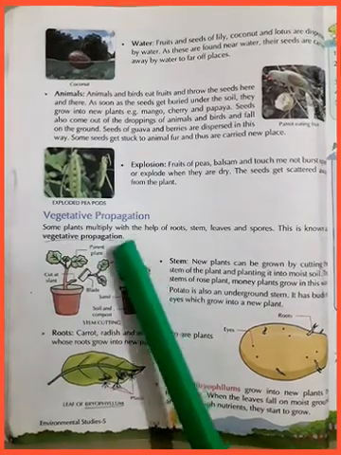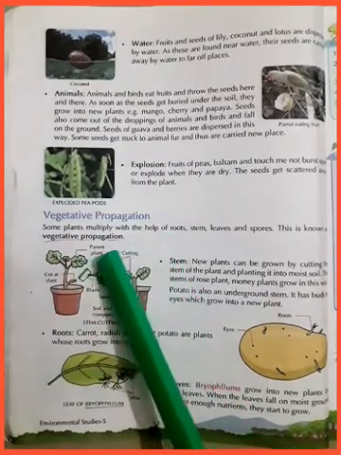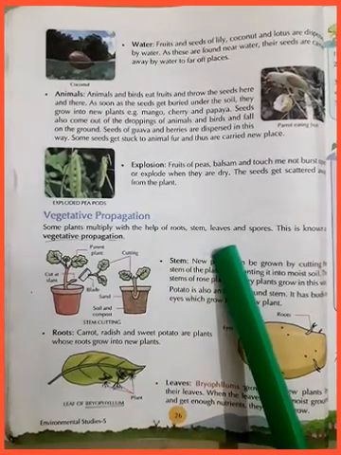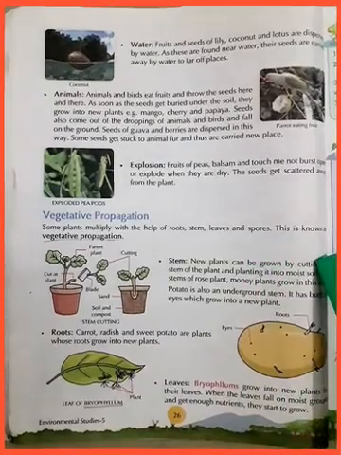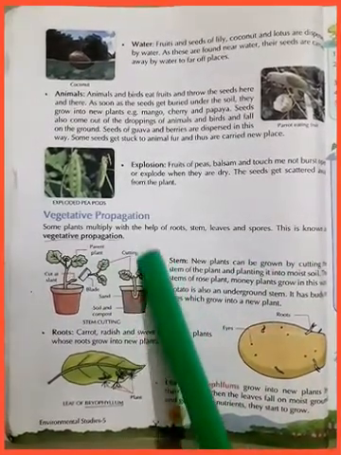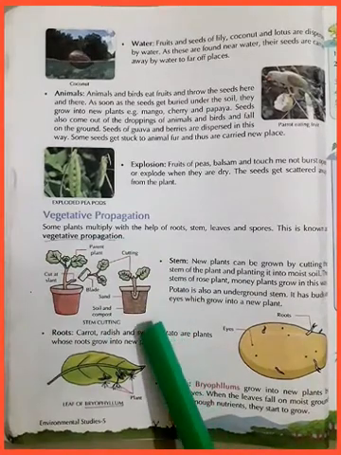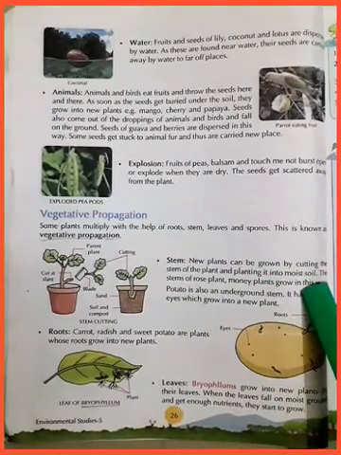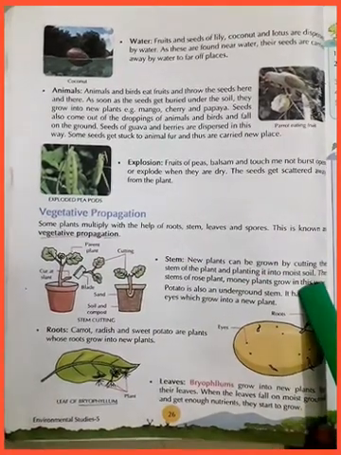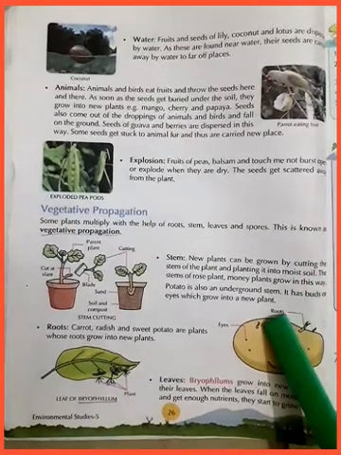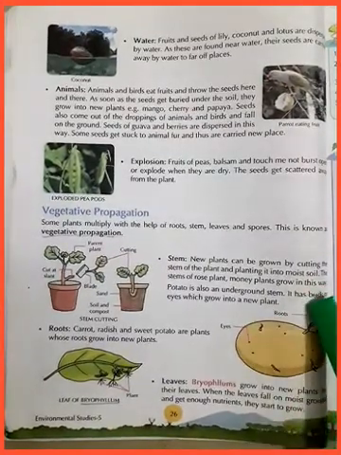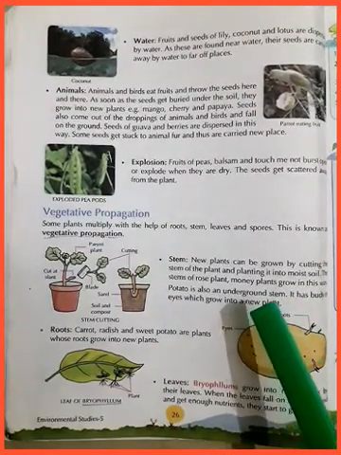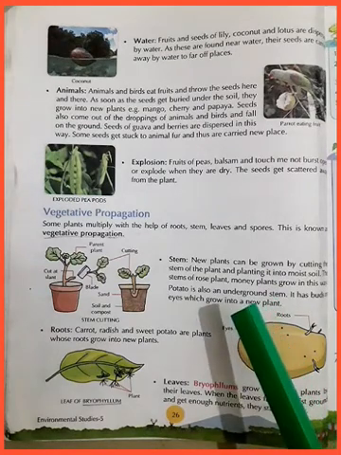Next is vegetative propagation. Some plants multiply with the help of roots, stem, leaves and spores. This is known as vegetative propagation. You can see this in the picture also. Stem cutting: new plants can be grown by cutting the stem of a plant and planting it into moist soil. The stem of a rose plant or money plant grows in this way. We cut the stem from the plant and it can be grown at another place.